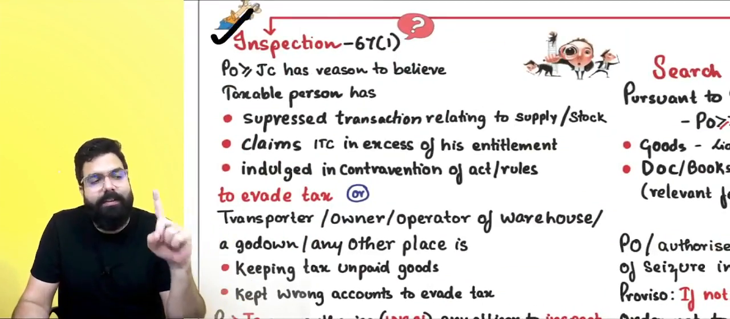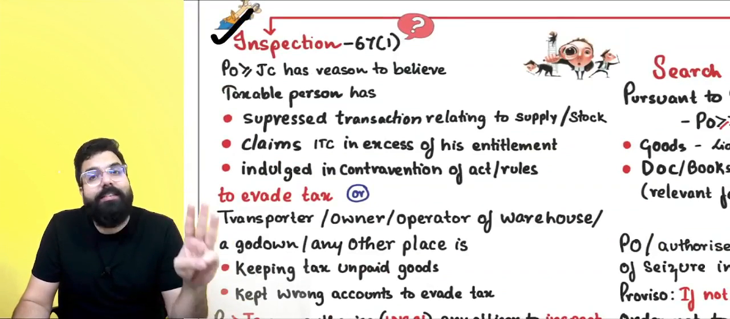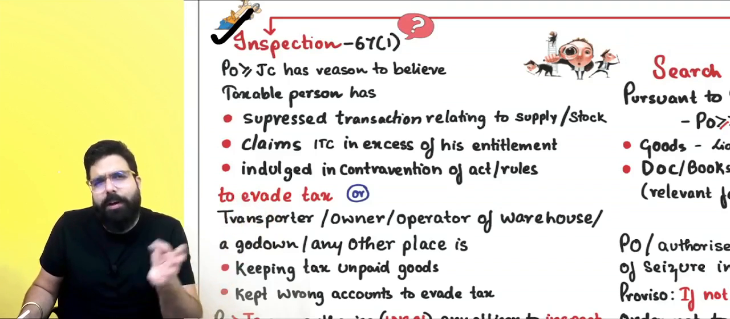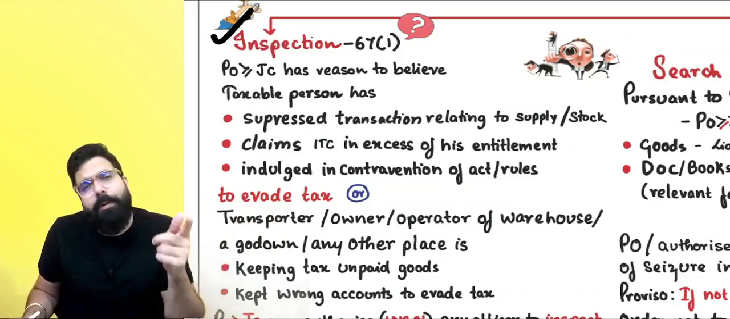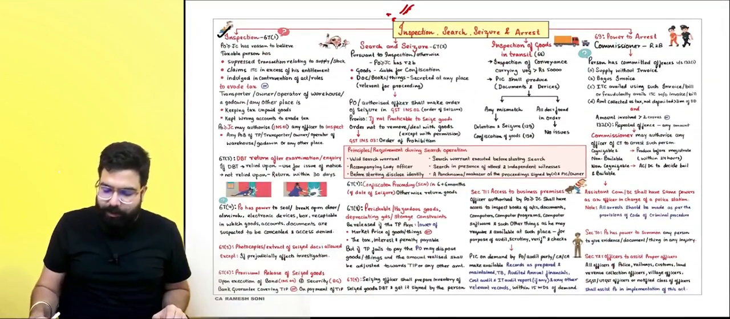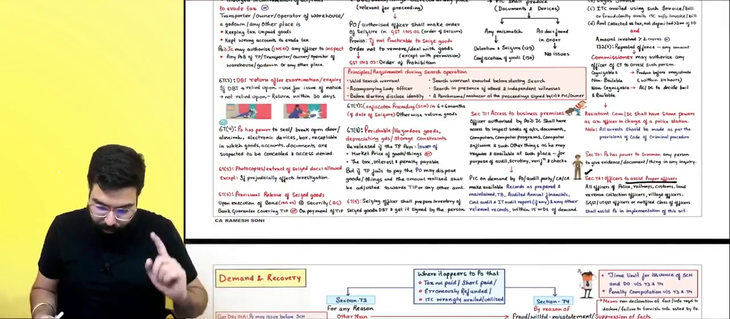Inspection, search and seizure is section number 67. 68 is inspection of goods in transit. 69 is arrest. Then we have 70, which talks about summon. 71, access to business premises. 72, the different types of officers. Basically, officers to assist the proper officer is told by section number 72.